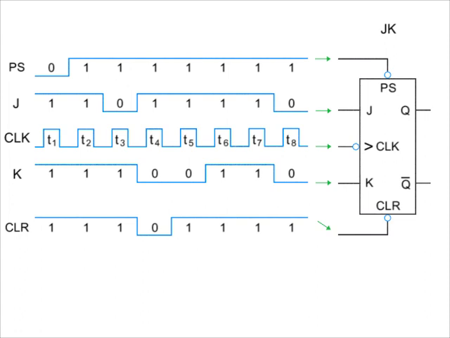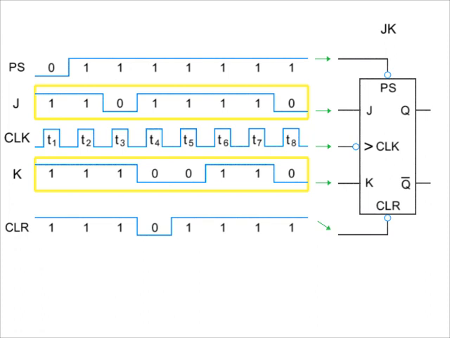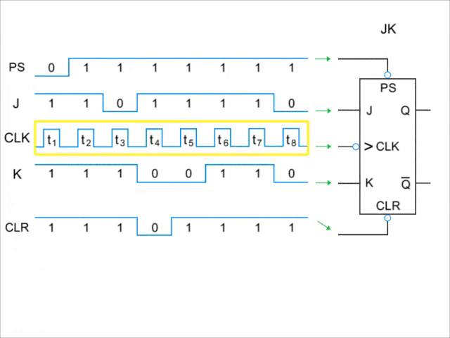Let's input a variety of time-based pulses represented by the various waveforms in this diagram. Here we have the inputs to the preset and clear, the synchronous inputs to J and K, and the input of the clocking pulse. The clocking pulses are represented by T1 through T8. They operate on a negative edge triggering. Thus, the flip-flop is activated when the clock impulse goes from high to low.